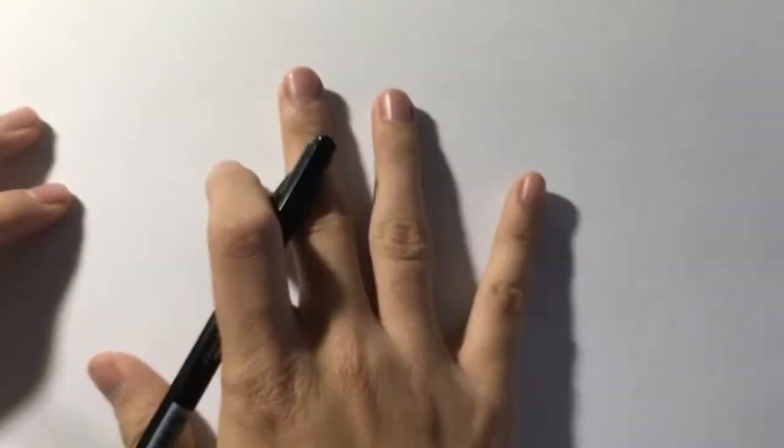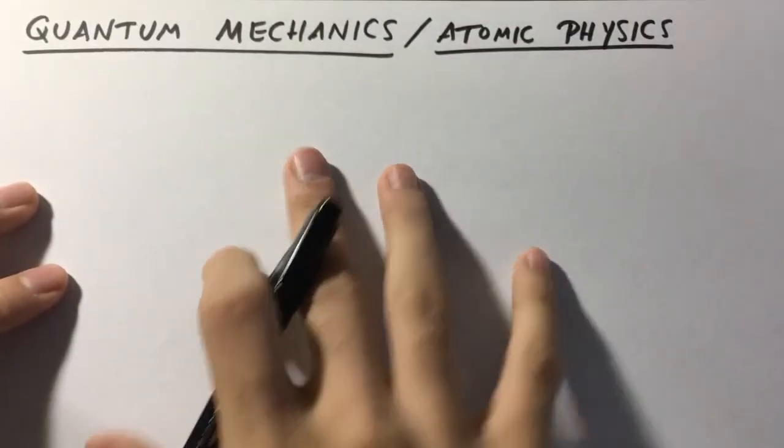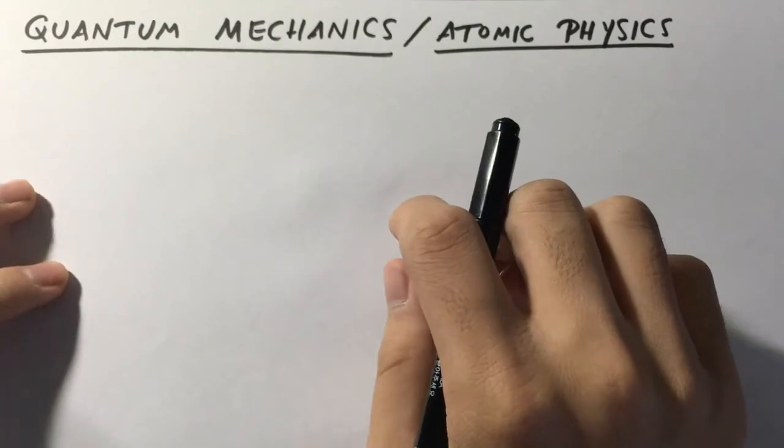So welcome back to another episode of 12 Classes. It's going to be another one of those improvised sessions where I write on paper. But I'm talking about a physics class today. I'm actually talking about 3 different physics classes today, all combined into one video, and they're going to be about quantum mechanics and atomic physics. So let's get right into it.